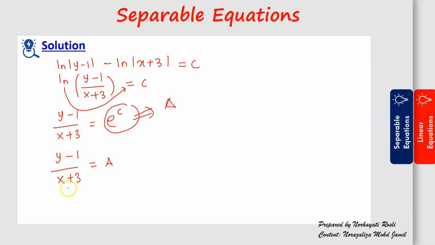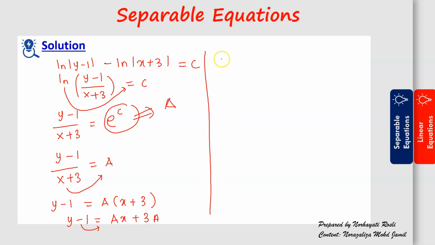And then I can move this x plus 3 to this side. I will have y minus 1 equal to a times (x plus 3). And then I expand this function: ax plus 3a. When I move this negative 1 to this side, I will have y equal to ax plus 3a plus 1.